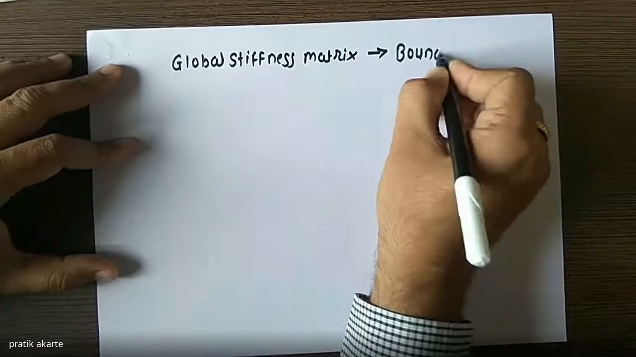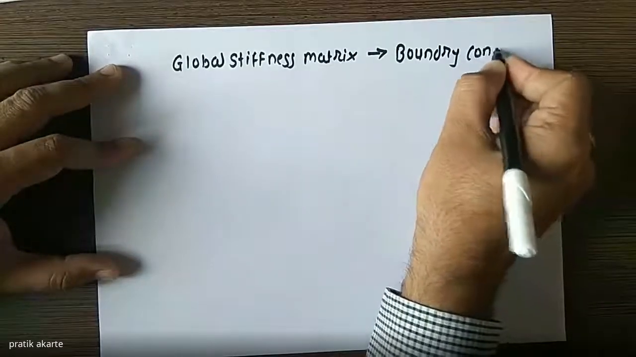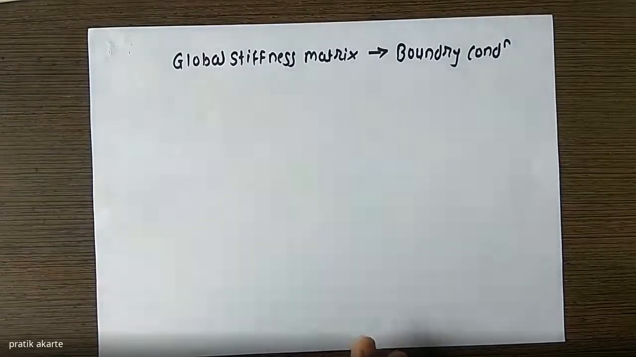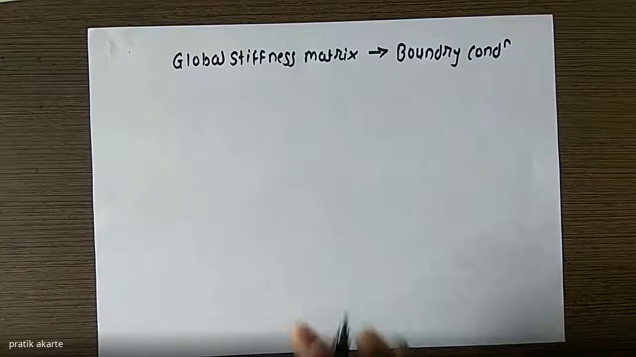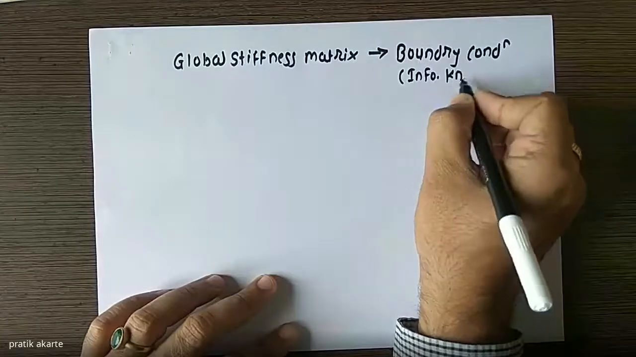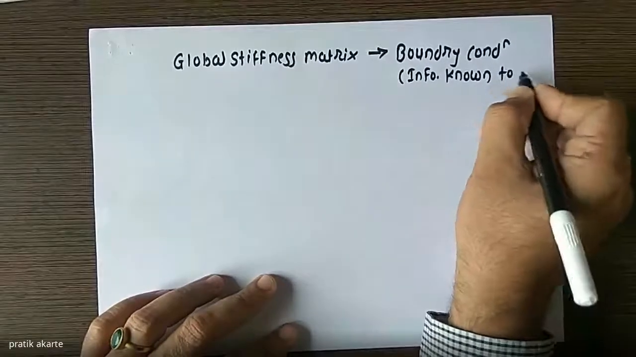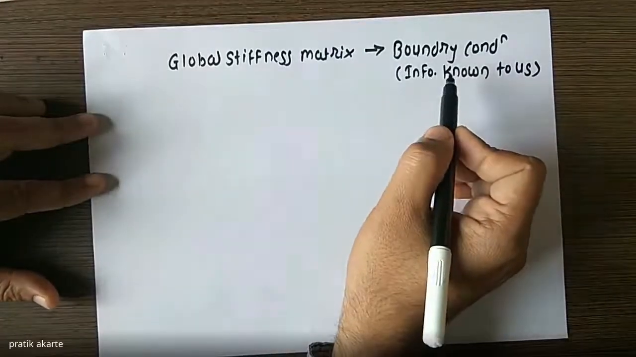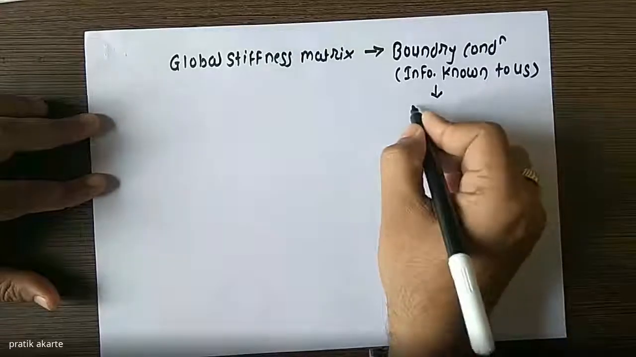Now, what are boundary conditions? Boundary conditions are the information which is known to us. Let us say at node 1, some x units of force is applied, or at node 2, some y units of displacement is happening, or node 3 is a fixed node. So these are called the boundary conditions. Boundary conditions are the information known to us, which is useful to solve the problem. So once we substitute these boundary conditions, we can find out the unknowns.